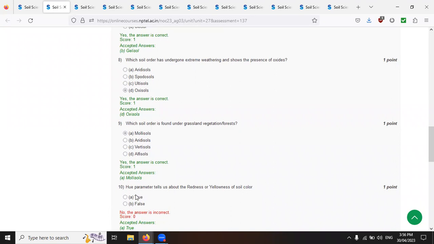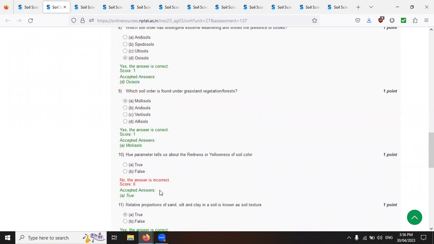Hue parameters tells us about the redness or yellowness of soil color. So Munsell's chart that this is referring to, is that true, what this is saying, the red and yellow, does it refer to soil color? Yes, it does. It's true.